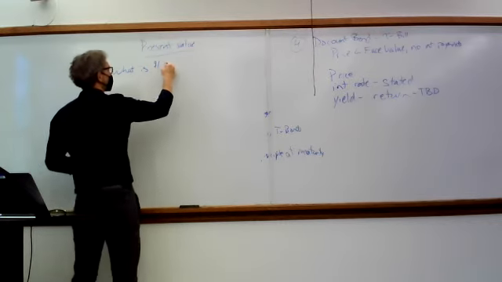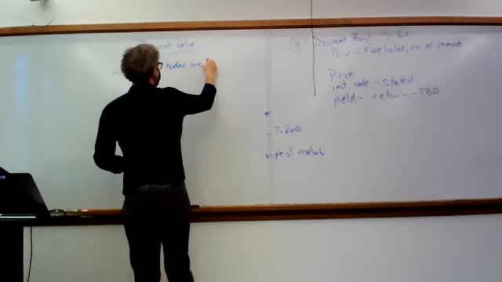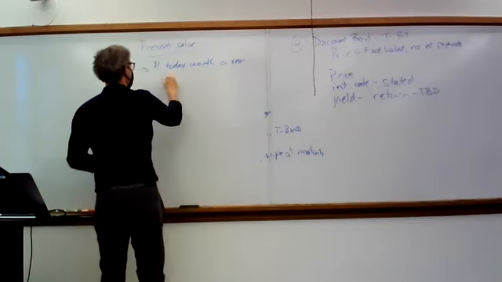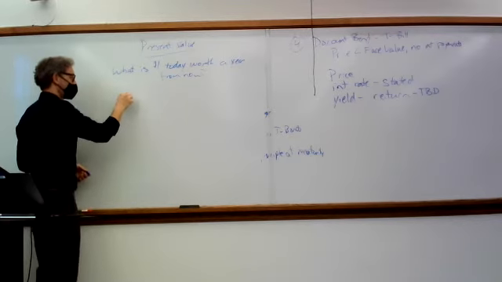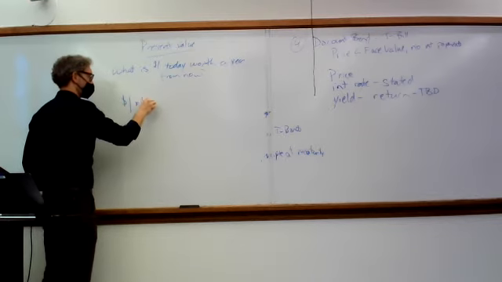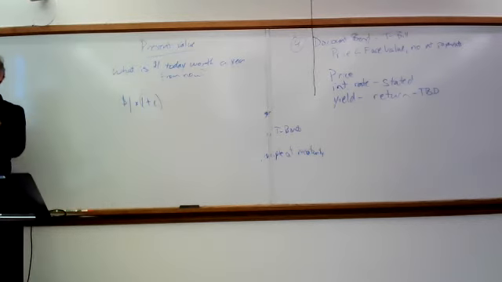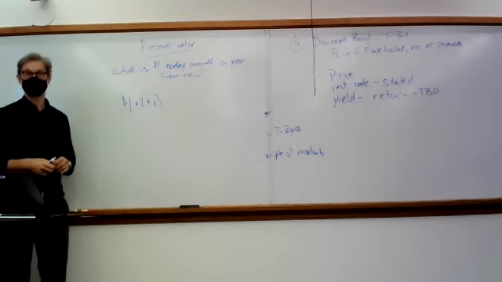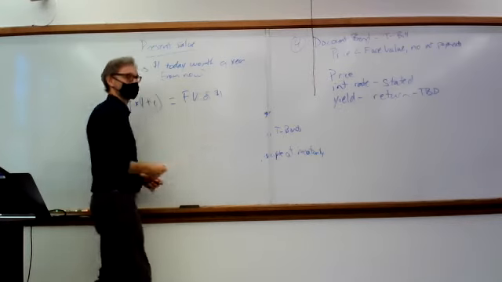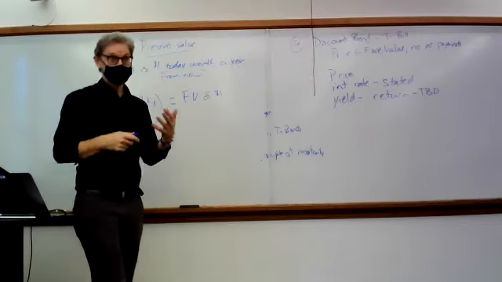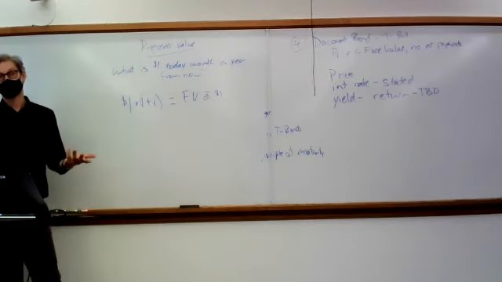Well, let's do it this way. If I ask, what's a dollar today worth a year from now? You would say, well, you take that dollar and you multiply it by 1 plus the interest rate. And that tells you what it's worth a year from now. That gives you the future value of a dollar. So if the interest rate is 10%, what's a dollar today worth a year from now? $1.10.